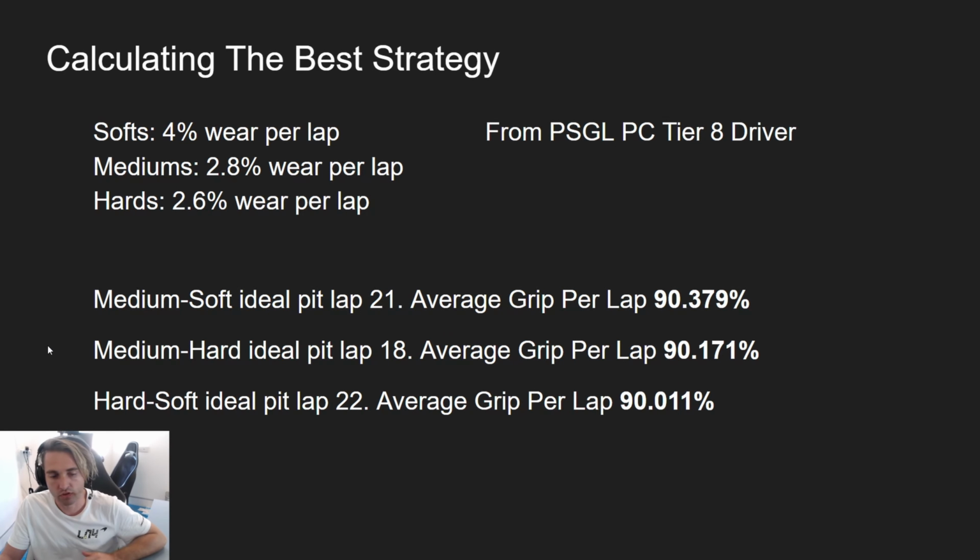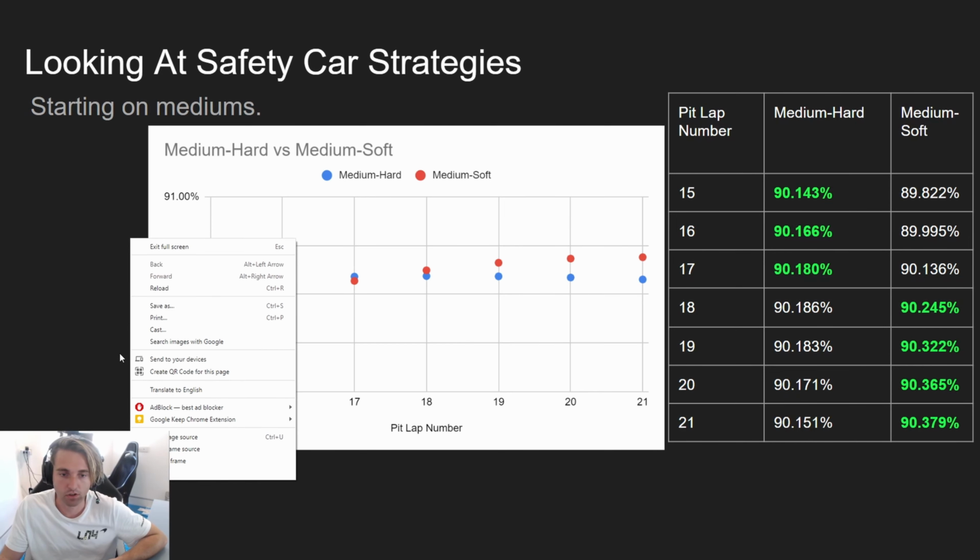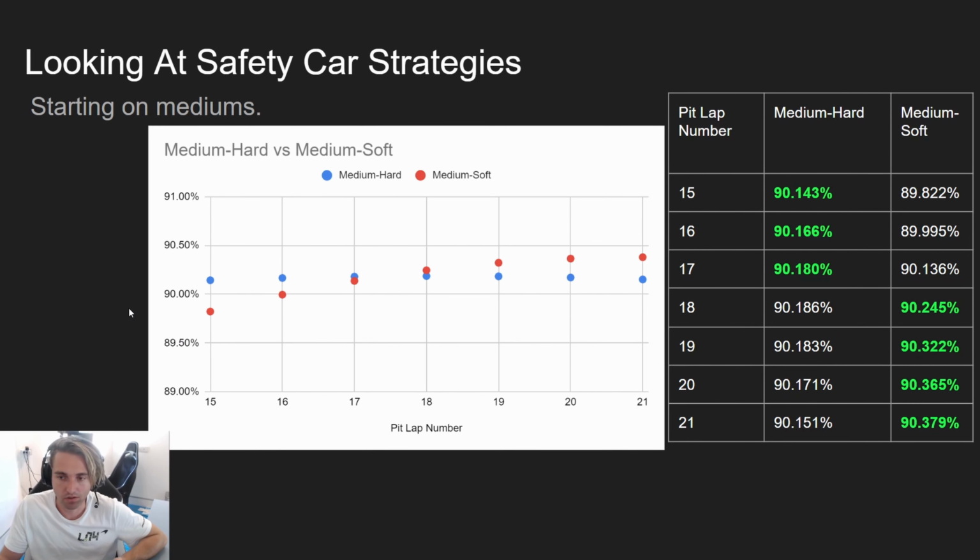These calculators can't look at whether you should start on softs or whether you should start on hards. All they're looking at is which combination of the two is best, because we found basically the wear per lap is pretty similar whether it's your first half of your stint or your second half of your stint. So that's why it's not taking that into account. But because the medium hard and medium soft are the two best strategies, you should start on mediums. And that's going to open up the biggest pit window of when you can pit.